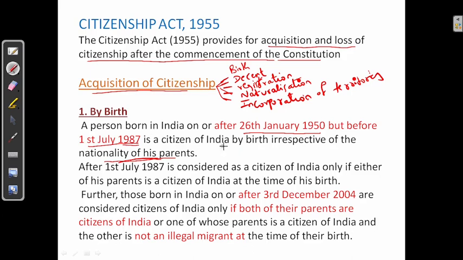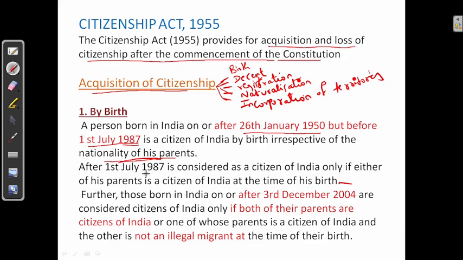Okay, he will become a citizen of India by birth irrespective of the nationality of his parents. Next, a person born after 1st July 1987 is considered a citizen of India only if either of his parents is a citizen of India at the time of his birth. Before 1987, he gets citizenship of India by birth and his parents don't play any role.